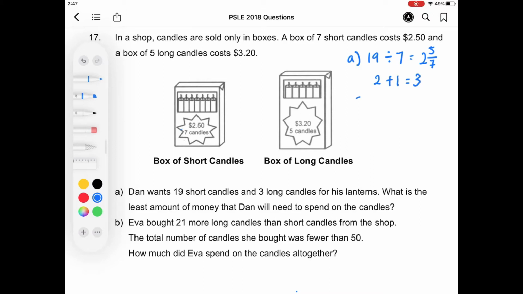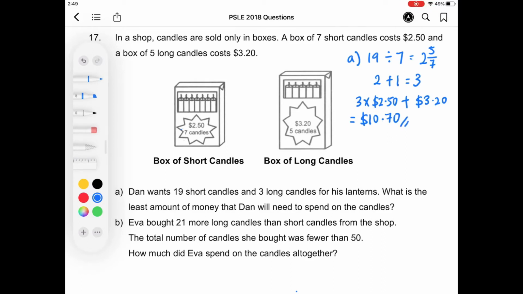So we take 3 times $2.50 plus $3.20 for that 1 box of long candles, and you should get $10.70. So that's the answer for part A.